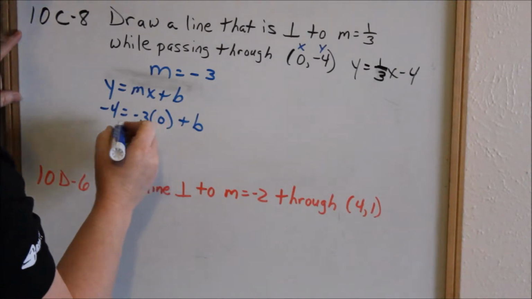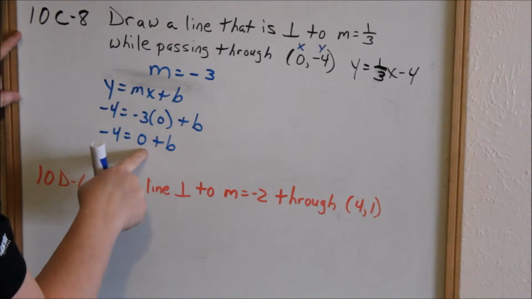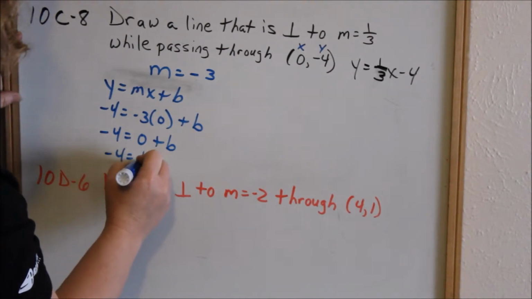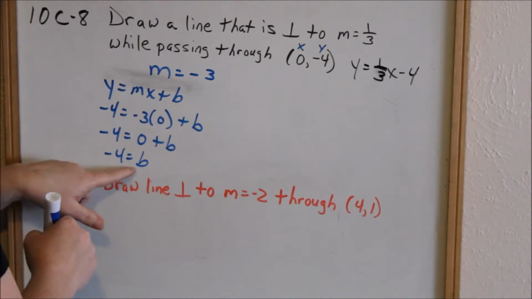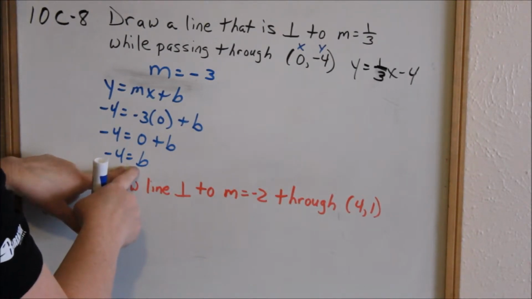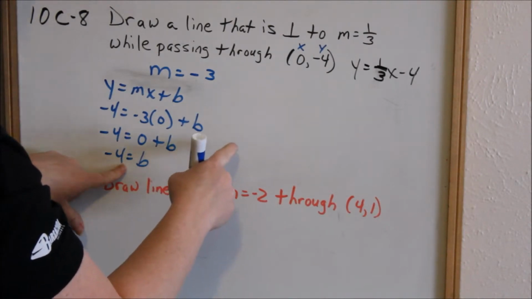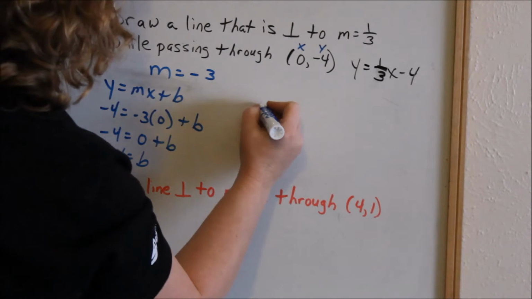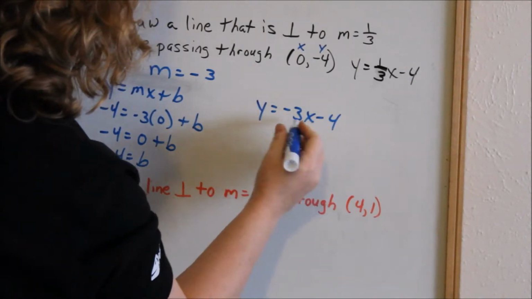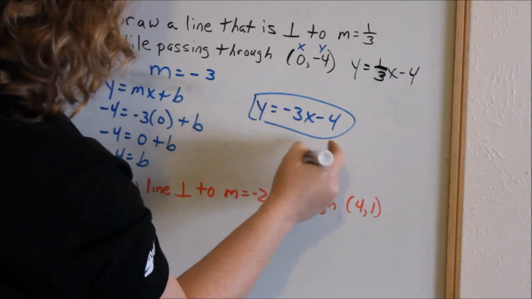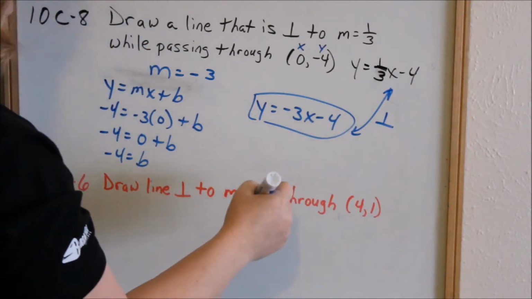-3 times 0 is just 0. So we have -4 equals 0 plus b. So now you can see b equals -4. And on our graph, it did cross the y-axis at -4. So now we can write an equation with this y-intercept and the slope of -3: y equals -3x minus 4. And this line is perpendicular. These two lines are perpendicular to each other.